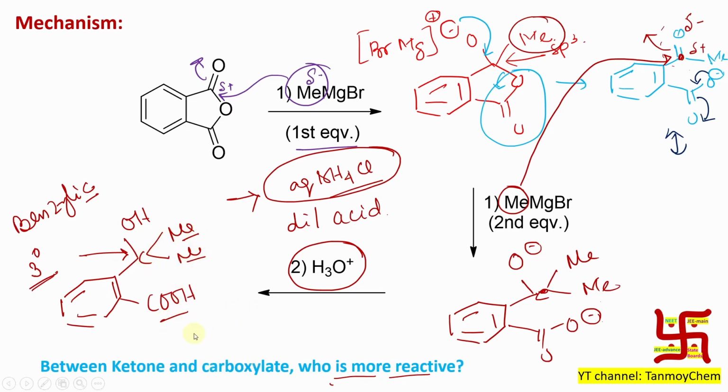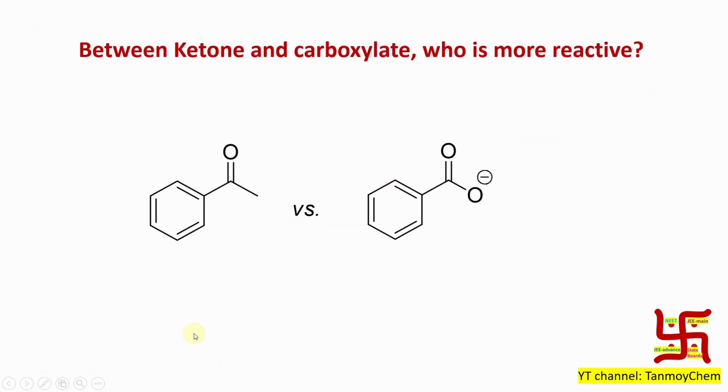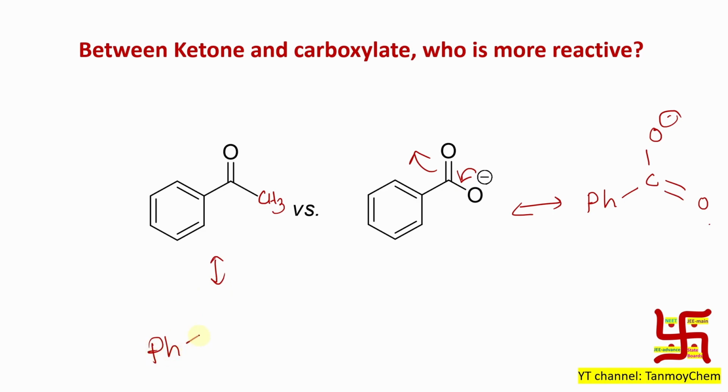Now next question: between ketone and carboxylate, which is more reactive? If you look here, this carbon atom and here O minus. By the way, you can draw one canonical form of this. This oxygen will give its pair of electrons, it will open up. So Ph-C-O minus, double bond O. And if you look here, it's a double bond. By the way, you could say, sir, there could be another canonical form with O minus, plus.